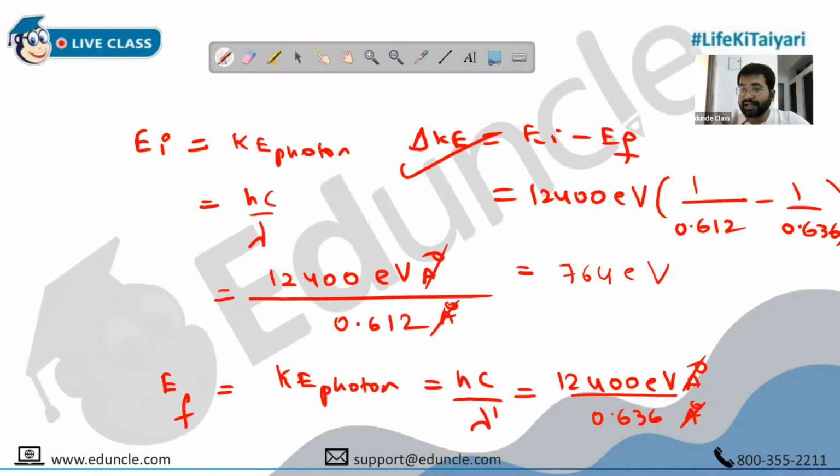So that's all about the photoelectric effect and Compton effect. Is there anything else you want me to cover from the first chapter? Otherwise, we'll directly jump to boxes and harmonic oscillators. Okay, next, proceeding ahead.